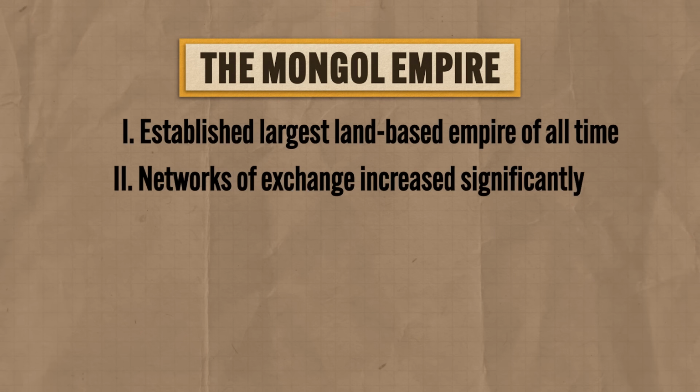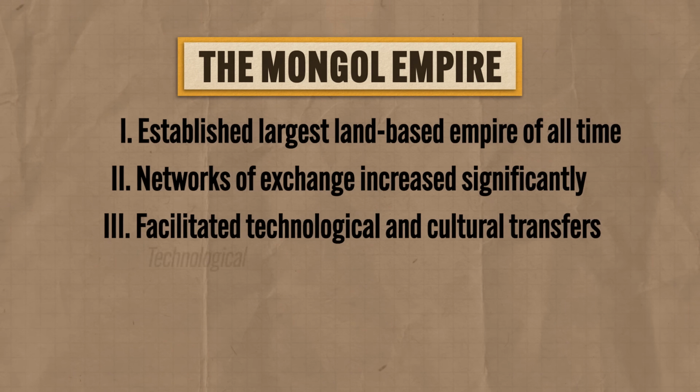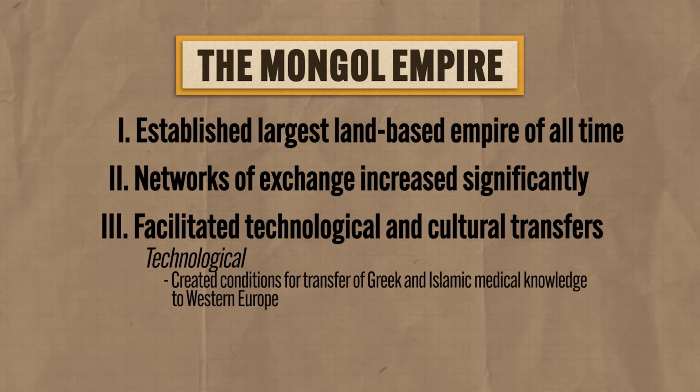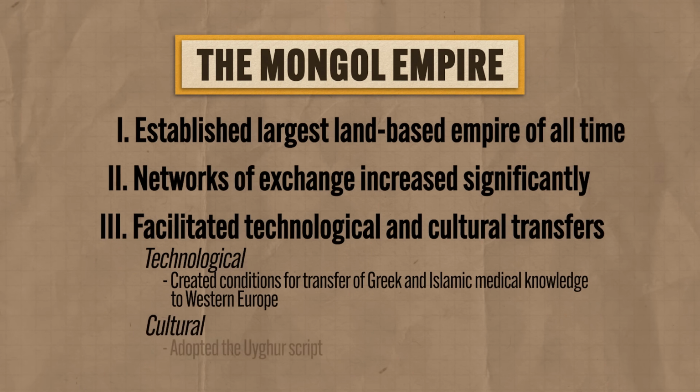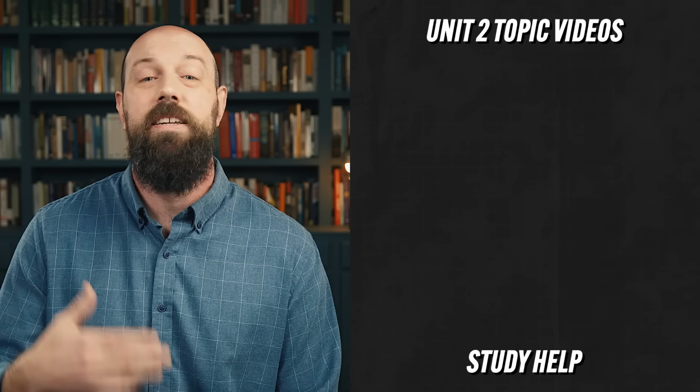And then the final thing you need to know about the Mongols is that they facilitated significant technological and cultural transfers. On the technological side, Mongols created the conditions for the transfer of Greek and Islamic medical knowledge to Western Europe. On the cultural side was the Mongol adoption of the Uyghur script. Now, in the beginning, the Mongols didn't have a written language, but as they started conquering literate societies, they decided to adopt the Uyghur script from one of the Turkic Muslim groups they conquered in Central Asia. And this written language became common among all parts of their empire as the language of policy and diplomacy and exchange.